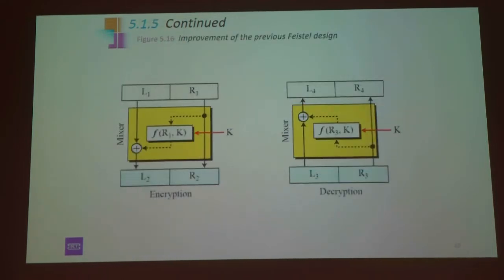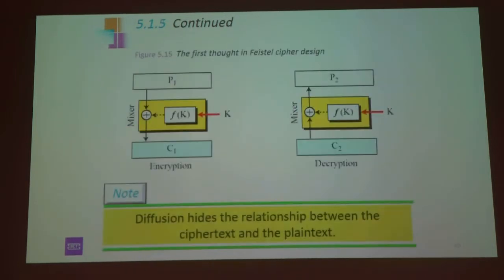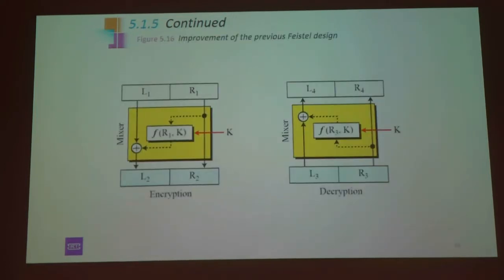Okay. So now, an improvement of the previous Feistel design. In the first Feistel we saw, let me go back, we took the plain text as one block. In Feistel, usually they don't do that. They don't take it as one block. They divide the block into two blocks, left and right. And what's the point? To cause more confusion, right?